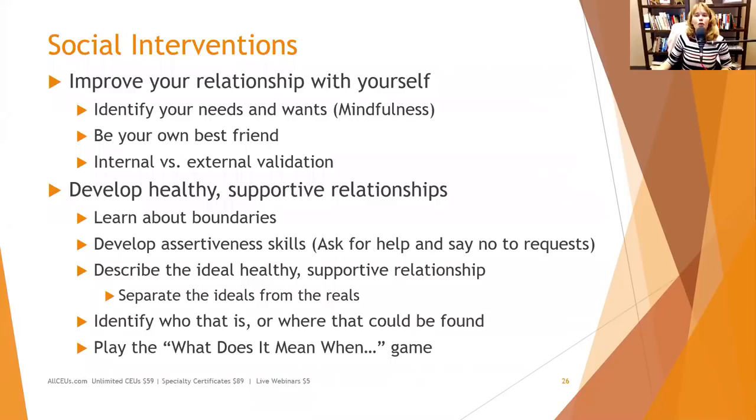Encourage them to develop healthy, supportive relationships with good boundaries. Develop assertiveness skills so they can ask for help when they need it. Anxiety, a lot of times, is the body saying there's a threat. Well, if there's a threat, maybe you need some help dealing with it. So people need to be willing and able to ask for help and not feel like that's going to lead them to be rejected. And assertiveness will allow them to say no to requests, again, without feeling like that's going to result in them being fully rejected. Describe the ideal, healthy, supportive relationship and encourage them to separate the ideals from the reals.